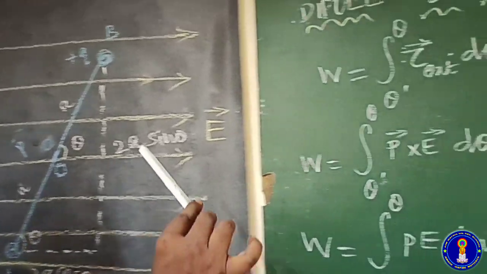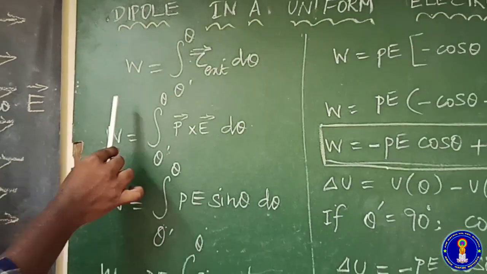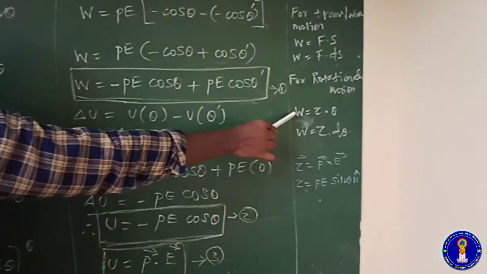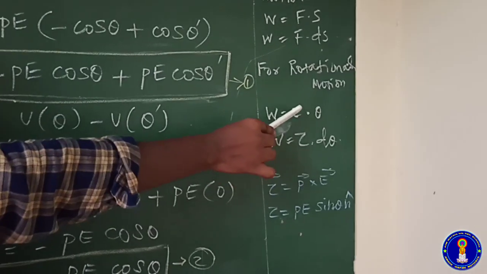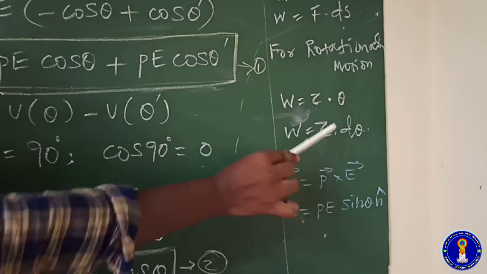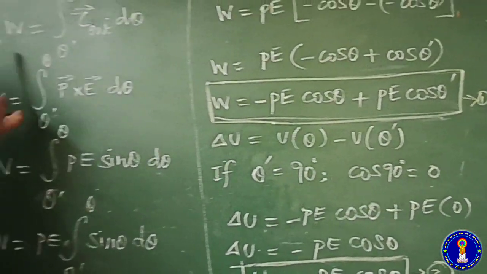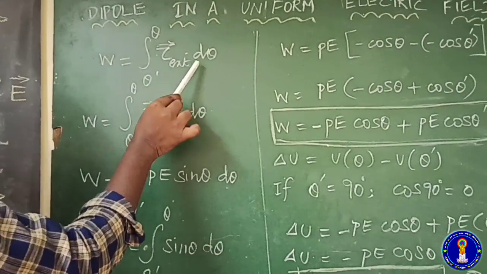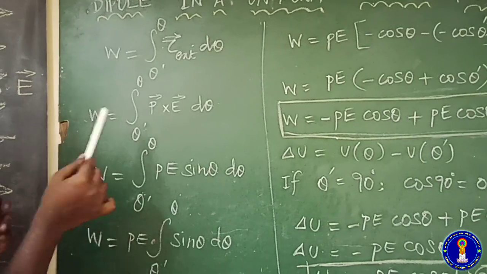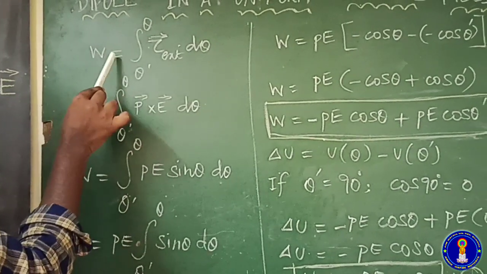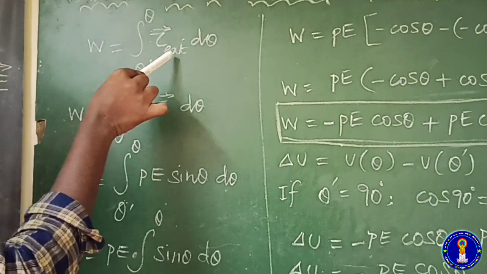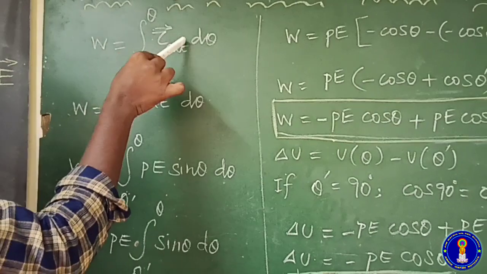So we write this mathematically, as we already discussed. For rotational motion, W is equal to tau theta. For a small angular displacement, W is equal to tau d theta. So here also we substitute, where d theta is for a small angle. So we find the total work using integration: W is equal to the integral from the initial angle theta dash to theta of tau external d theta.